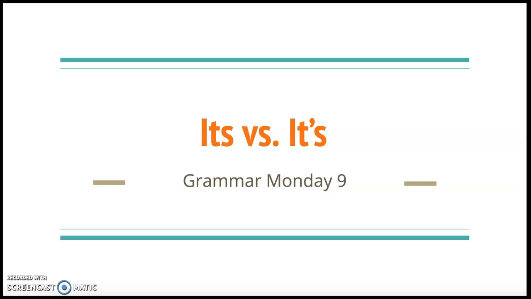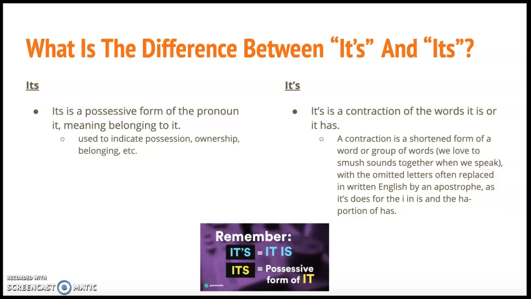Today for our Grammar Monday activity, we are going to be looking at the differences between its and it's. So what are the differences between its and it's besides the apostrophe? Its, with no apostrophe, is a possessive form of the pronoun it, meaning belonging to it. This is used to indicate possession, ownership, belonging, etc. So remember, its with no apostrophe is possessive.